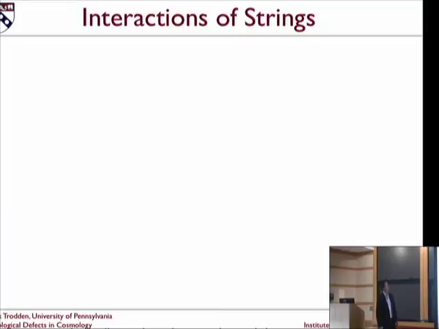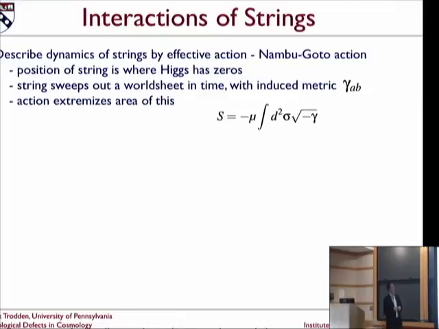Now, given that you get these objects in the universe, how do they interact? So the way you describe the dynamics of strings is now to take a completely different point of view. I described how the strings form with a field theory, but it's very inefficient to try to understand how strings themselves behave by sticking with the field theory.